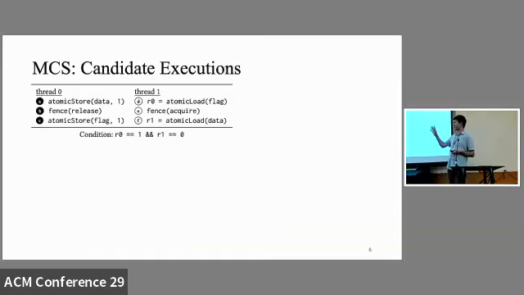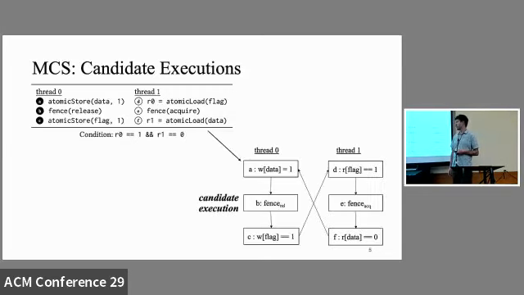You have on one thread a store to a data variable and then a flag variable. And on another thread, you have a load of the flag and a load of the data. And these release acquire fences in between each of those instructions disallow this behavior, where R0 equals 1 and R1 equals 0. Now, this can be represented as a candidate execution.